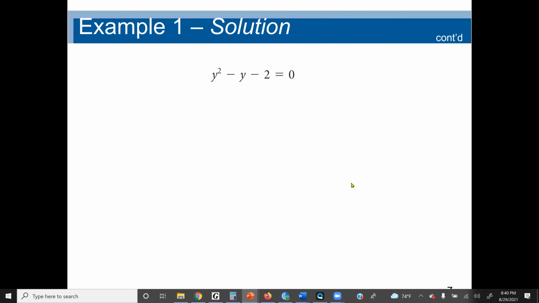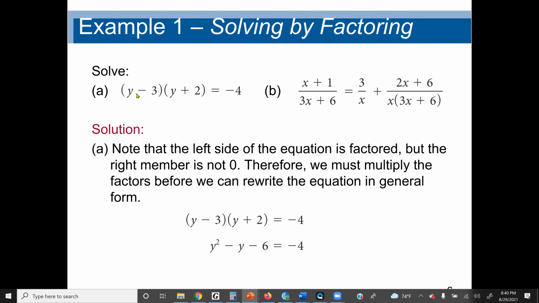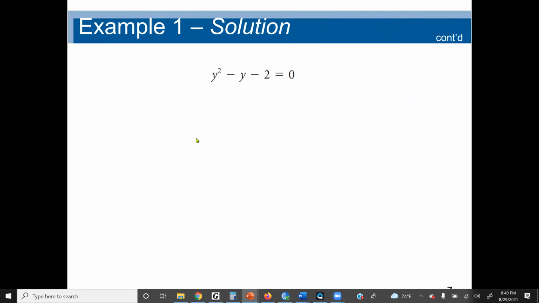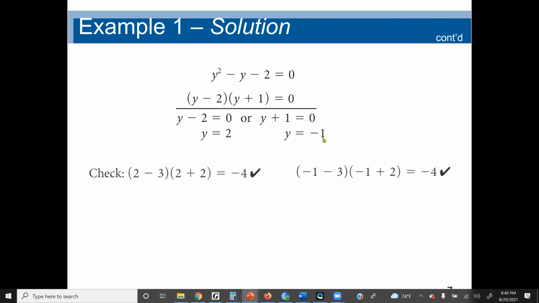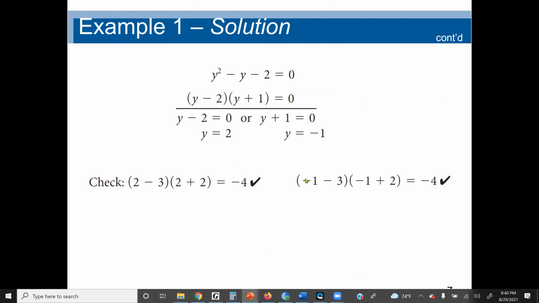Again, we check by using the original equation. So I plug 2 here and 2 here. The answer should give us -4. And the other answer was -1. We plug -1 and -1, and we get -4.